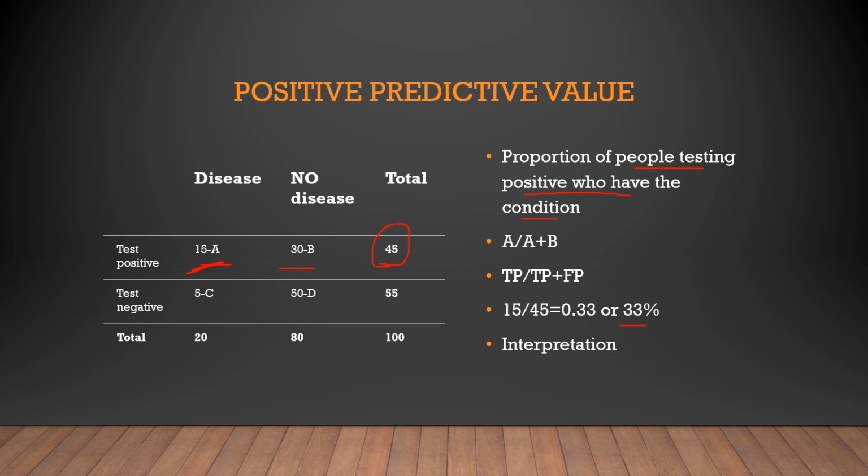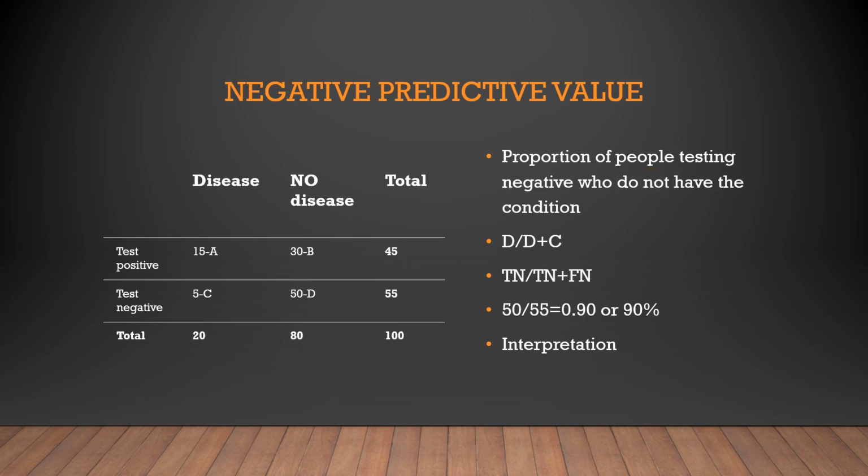Interpretation will be 33% of people who are testing positive will have this condition. Coming to next, negative predictive value. So negative predictive value is proportion of people testing negative who do not have the condition. So who are the people testing negative? There are 55 people who have tested negative with this particular test. And among them, how many of them actually do not have the disease?